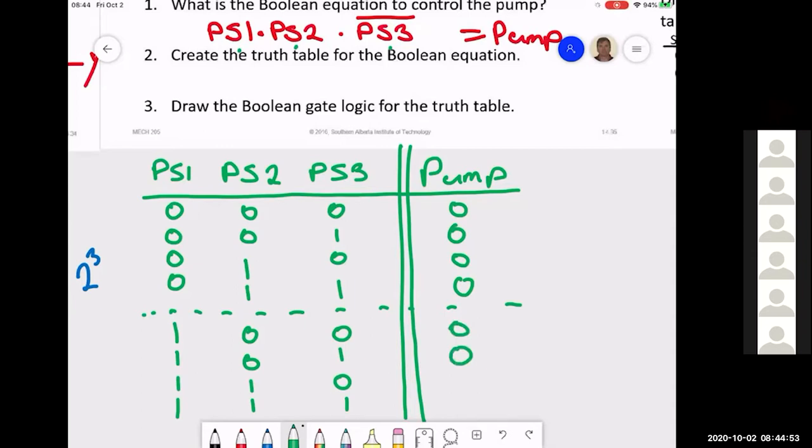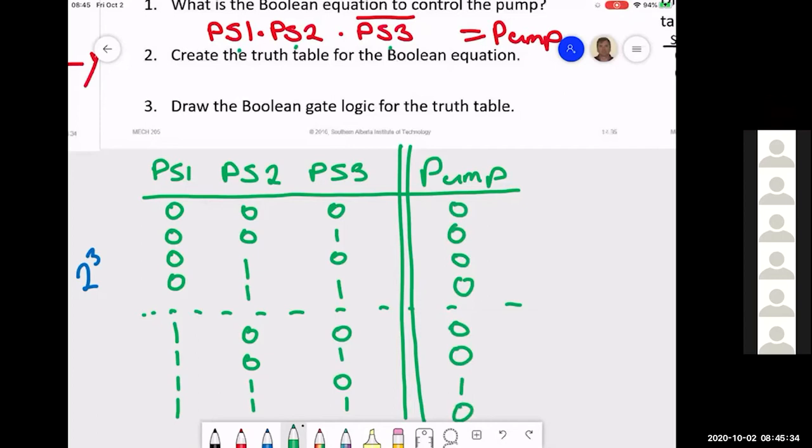PS3, oh, this is different, it's a NOT. So when PS3 is a 0, the pump will actually be on, because we're inverting it. So the PS3 is a 0 here. These other ones are not going to be on because, of course, PS1 and PS2 are zeros. So I'm going to have PS1 on, PS2 on, and PS3 off to give me a pump out. And when PS3 is a high, inverted to give a zero, I'm going to have the pump being off. And there I have my truth table.